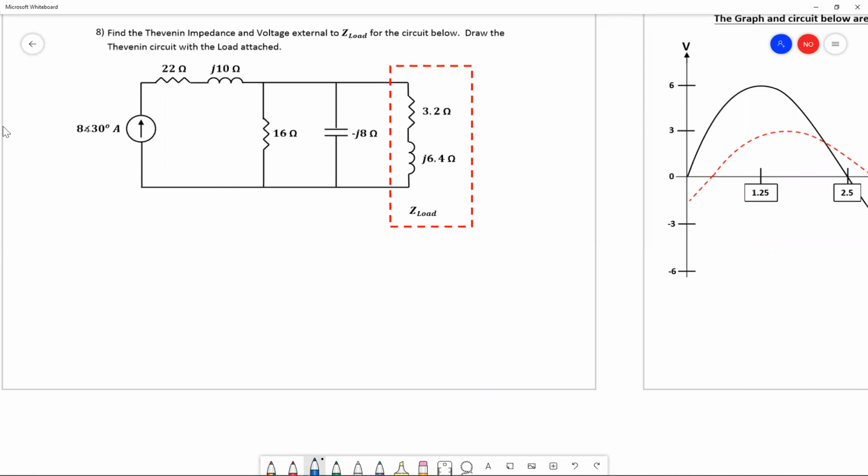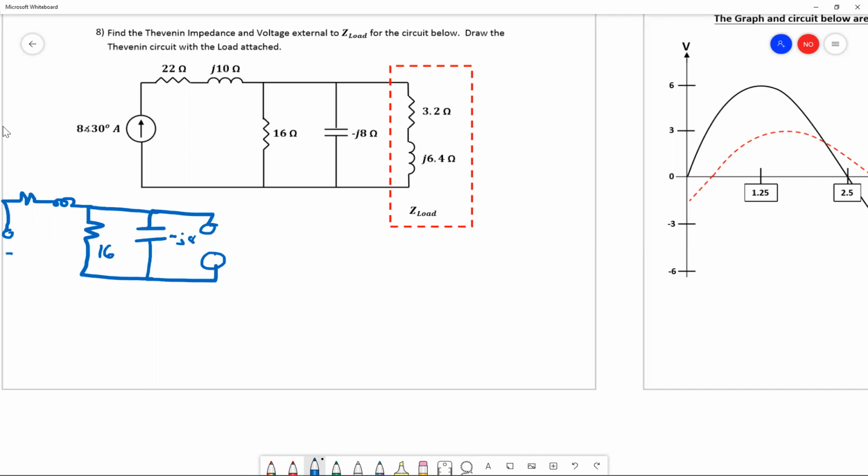So the first step with Thevenin problems is to find the Thevenin impedance. How we're going to do that is we're going to remove the load from the circuit and redraw it. So we'll take our load out, and we'll redraw this capacitor here, that was negative J8, and then we'll redraw this resistor here, 16. And then remember, current sources become opens. Voltage sources become shorts. So we'll open that current source there.